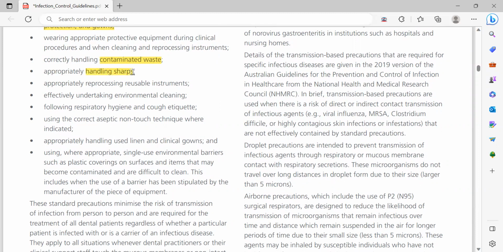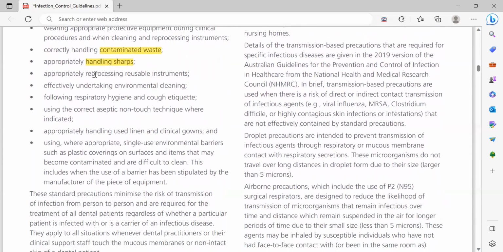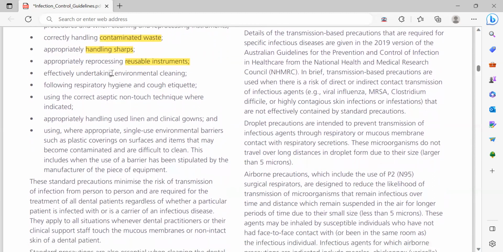It is very important how you need to dispose the needle after the LA. Then appropriately reprocessing reusable instruments which we use, such as the examination kit or the filling kits, how you need to reuse it. First you need to do the hand cleaning, then ultrasonic cleaning, then sterilization, then batch control. Okay, then effectively undertaking environmental cleaning.